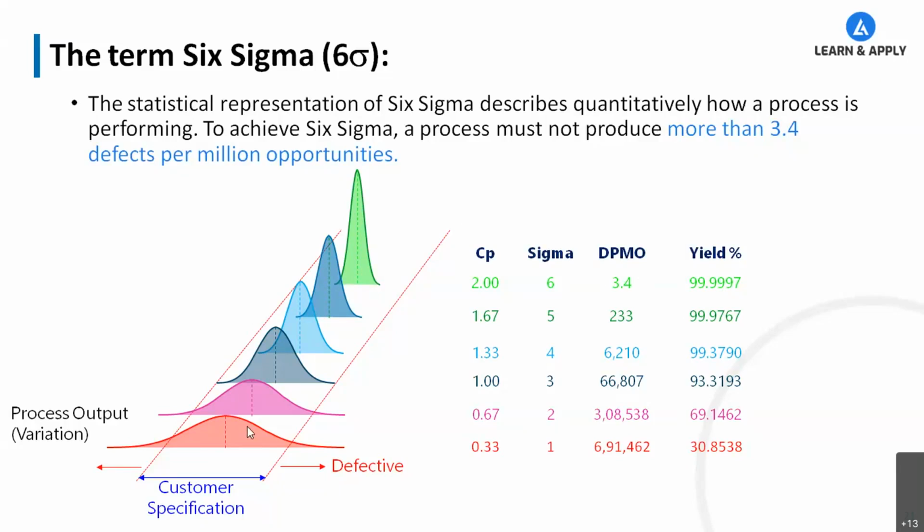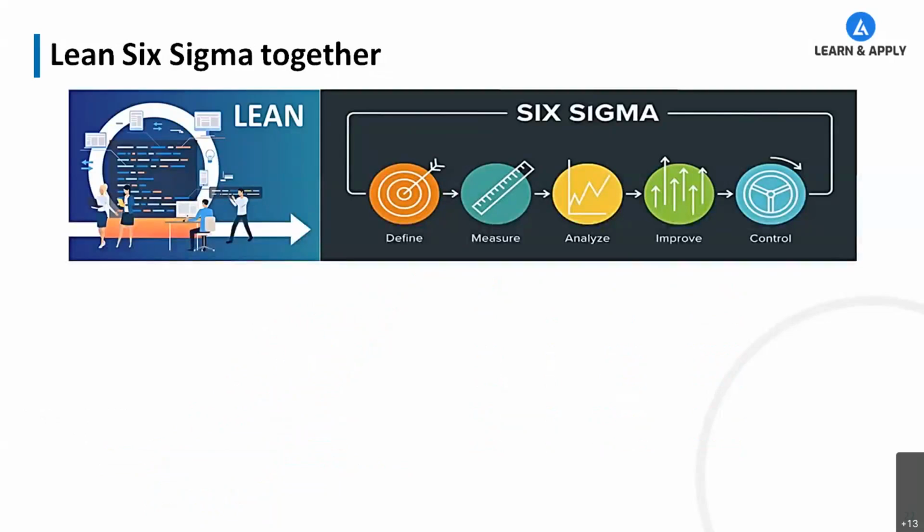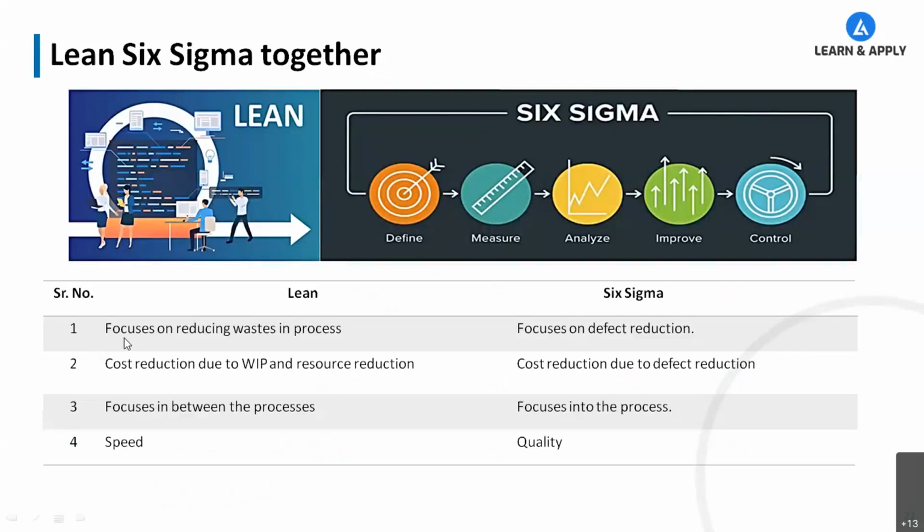So by looking at Lean differently and Six Sigma differently, both giving some benefits to us, let us see when we combine these two, Lean and Six Sigma, what kind of benefits we can get. First, let's recapitulate what we have seen, the benefits part of these two.